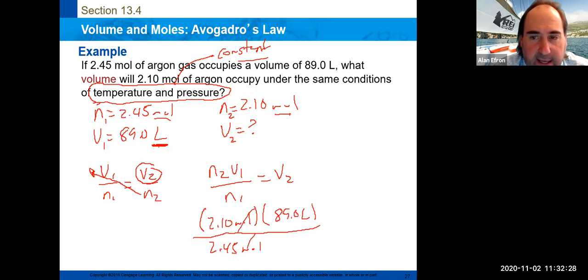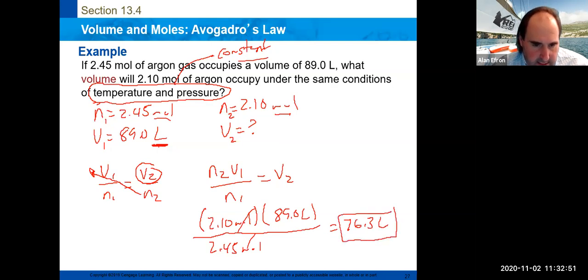Our moles are going to cancel here, and that's going to leave us our liters. We end up with 76.3 liters. And we see the relationship: the moles went down, so did the volume. So it changed the same way in that relationship.